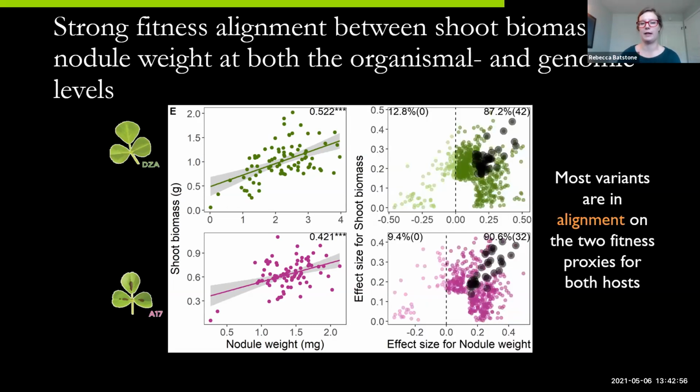And here are the results at the genomic level. So you can see many of the variant effects are falling to the right of 0, suggesting that the positive genetic correlations were mostly driven by variants with concordant effects. So a variant that's associated with an increase in plant fitness tends to be associated with an increase in microbial fitness.